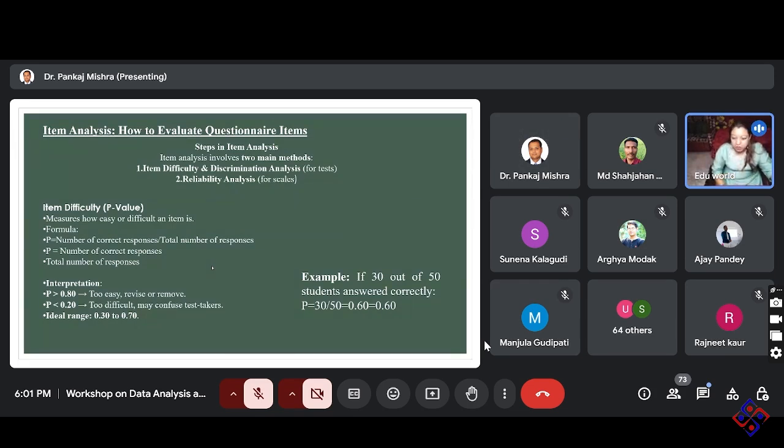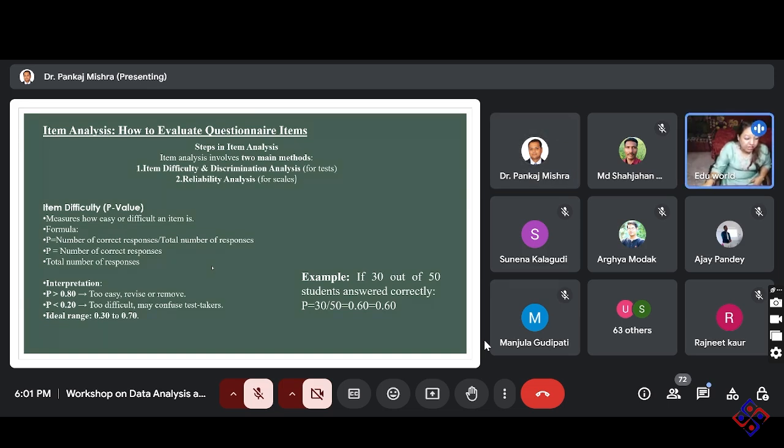But when you are dealing with attitude, or perception of a person related to some services, you cannot apply this item analysis, because this is only related to the academics or the achievement part. Understood? Okay. Next, after item difficulty, we have to find out the discrimination part also.